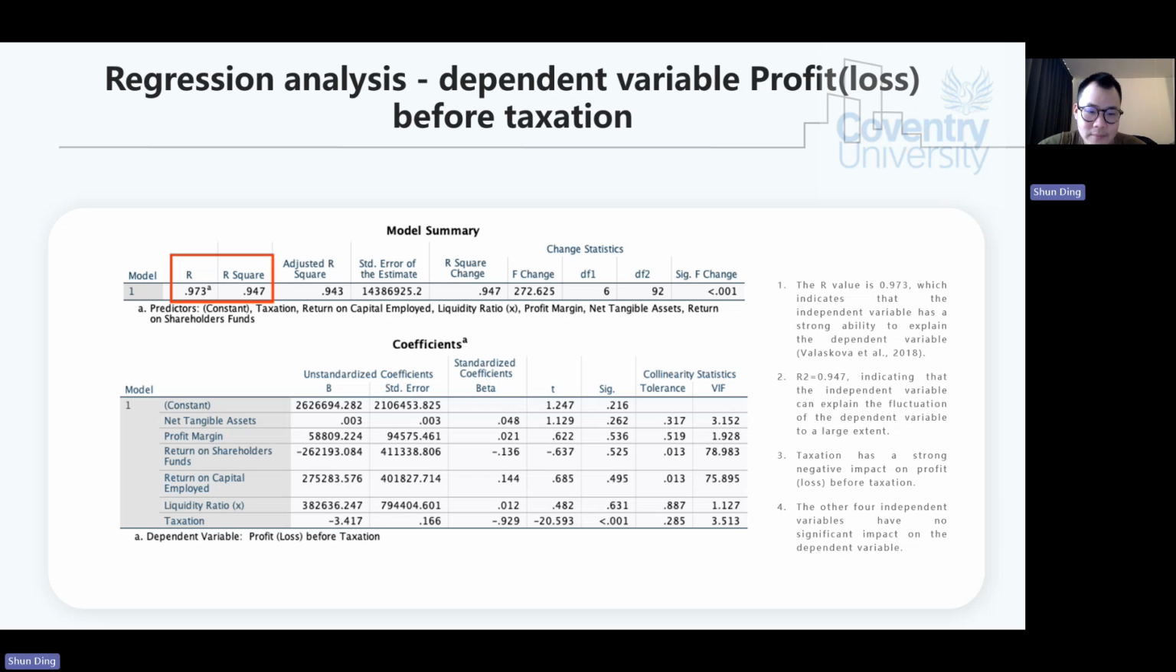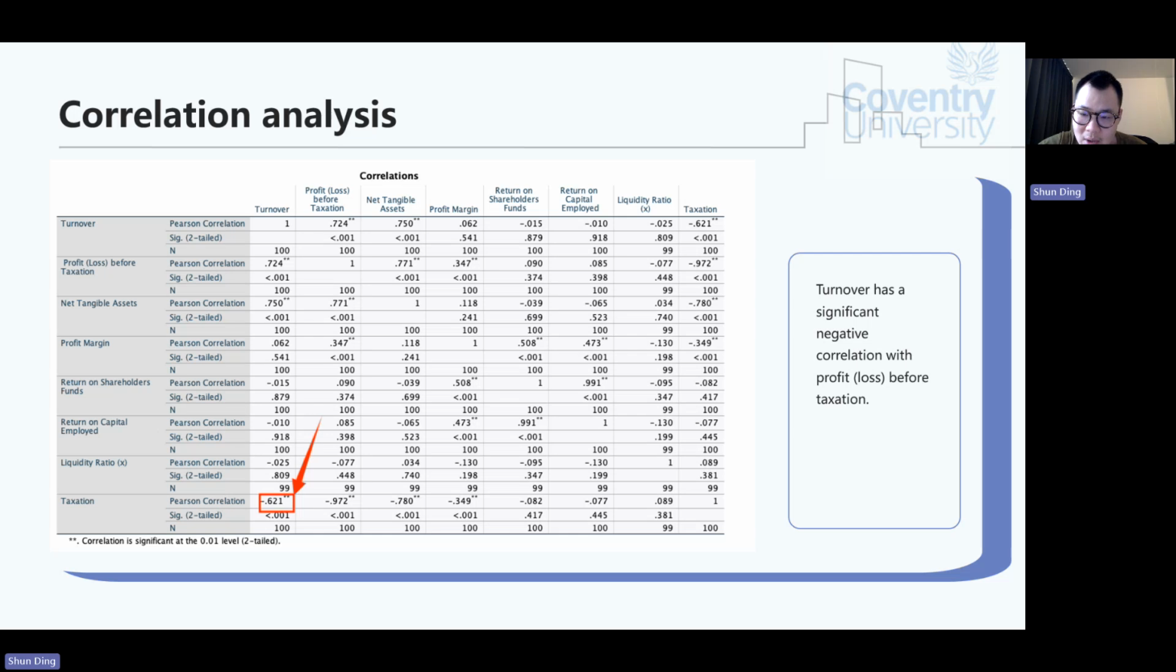The other four independent variables have no significant impact on the dependent variable. In addition, I also conducted correlation analysis on each variable. The conclusion drawn from the regression analysis and the correlation analysis are consistent. It also concludes that turnover has a significant negative correlation with profit before taxation.